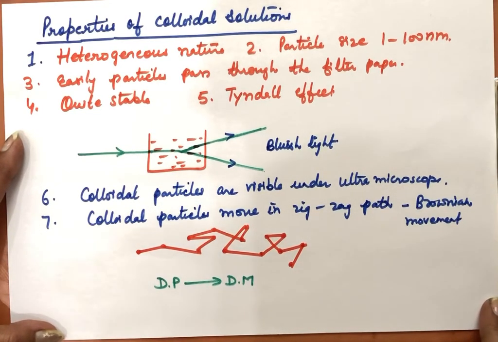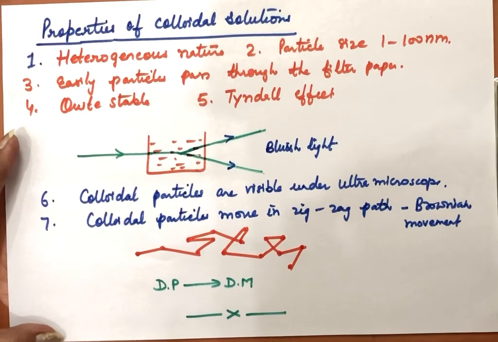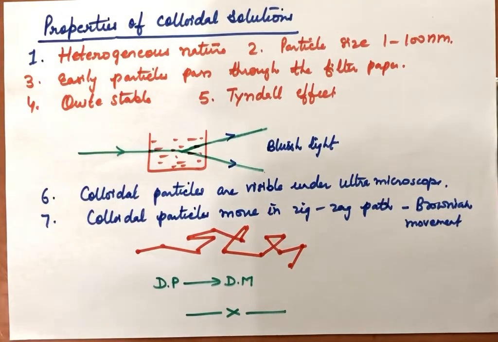So these are the properties of colloidal solutions. With this, this topic is complete. That is, solutions are of three types: true solution, suspension, and colloids.